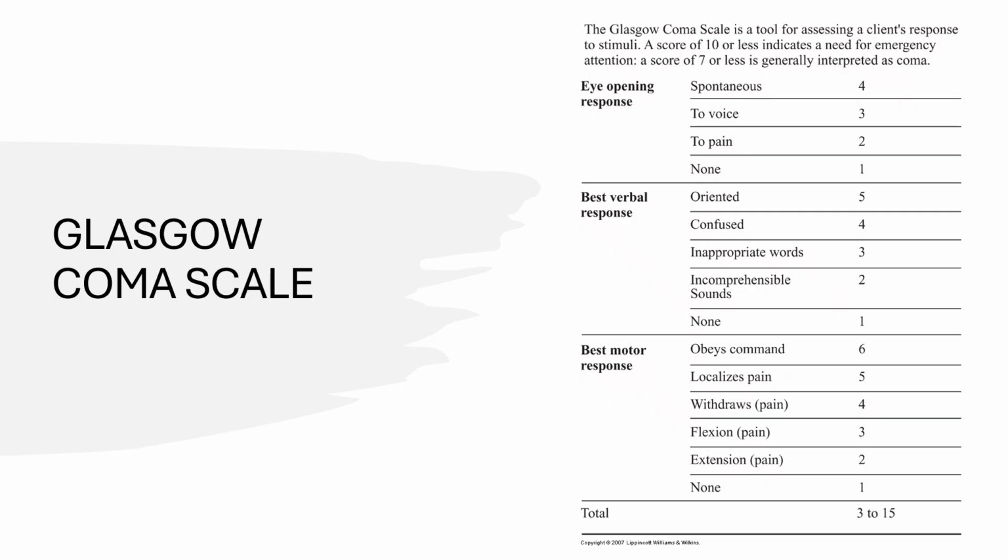The highest score a patient can get is 15, which is normal in all areas, and the lowest a patient can get is a 3, indicating a very deep coma or brain death. Nurses use this score, the Glasgow Coma Scale, frequently to monitor and track neurological changes in clients.